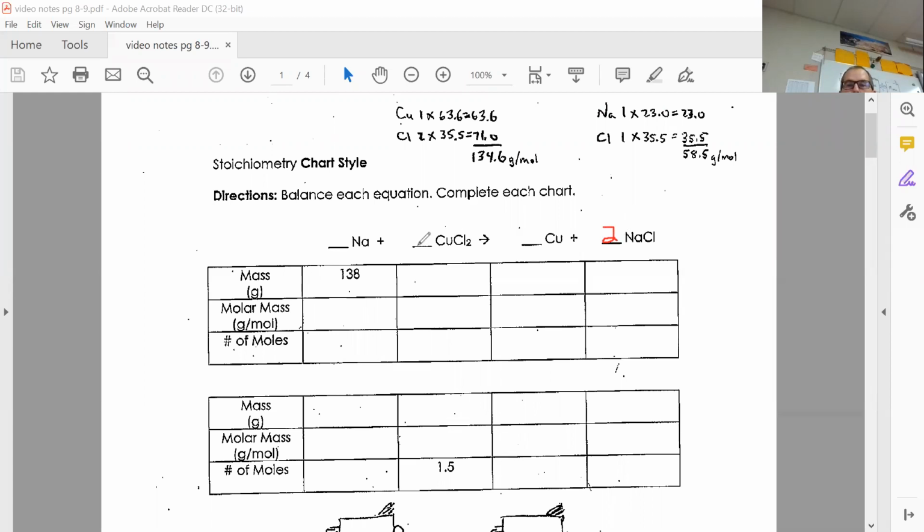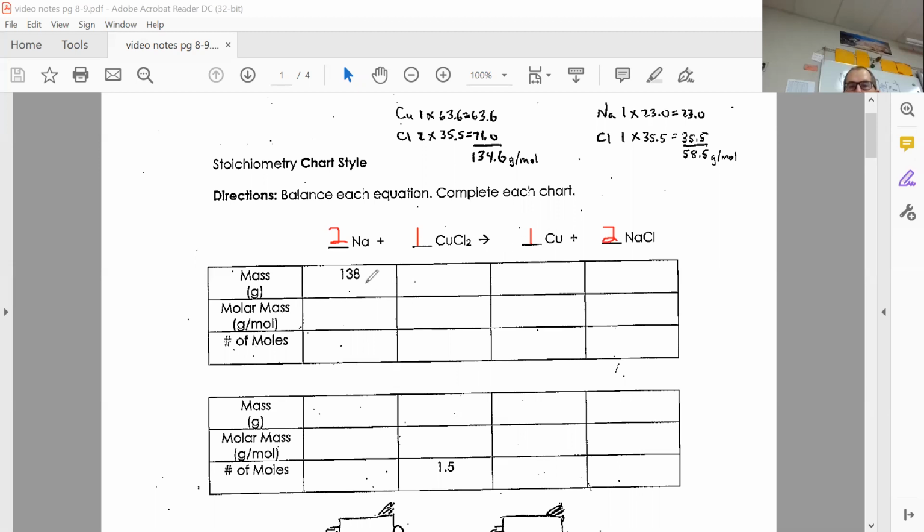That assumes this is a 1. So I got two chlorines. That makes two sodiums, so I'm going to put a 2 here. And I have one copper here, so that's going to be one copper here. So it looks like it's combining in a ratio 2 to 1 to 1 to 2.